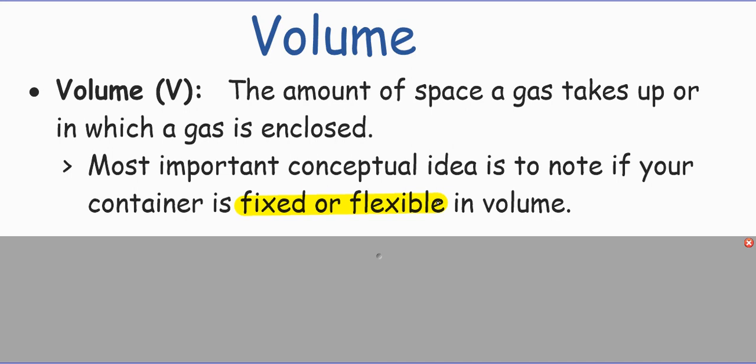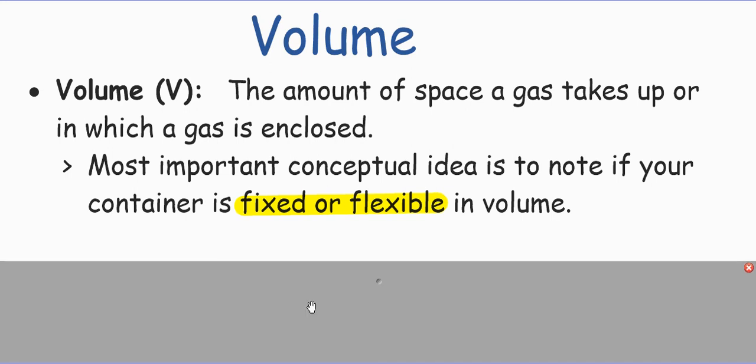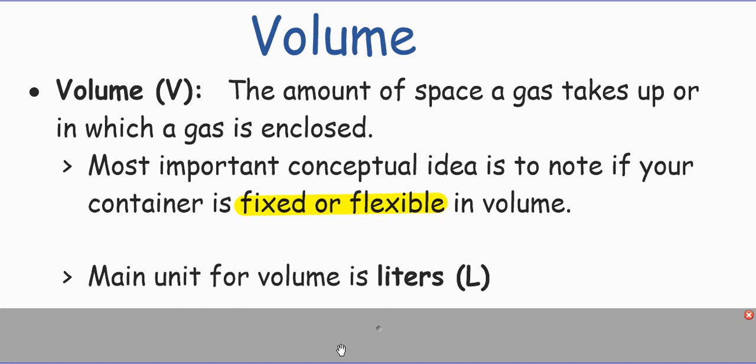So a balloon would be a very flexible container. An aerosol can would be a very fixed, rigid container. A syringe would be flexible, for example.